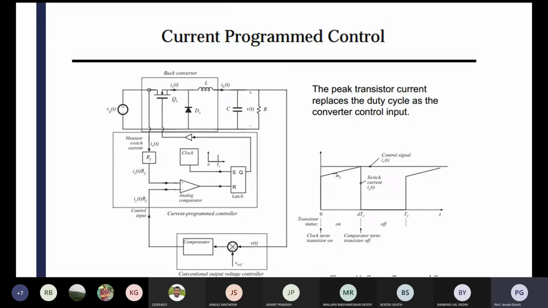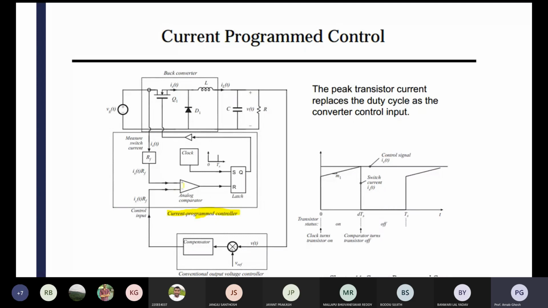That block is called the current program controller. You can see that rectangular block, named the current program controller. What is the function of this block?